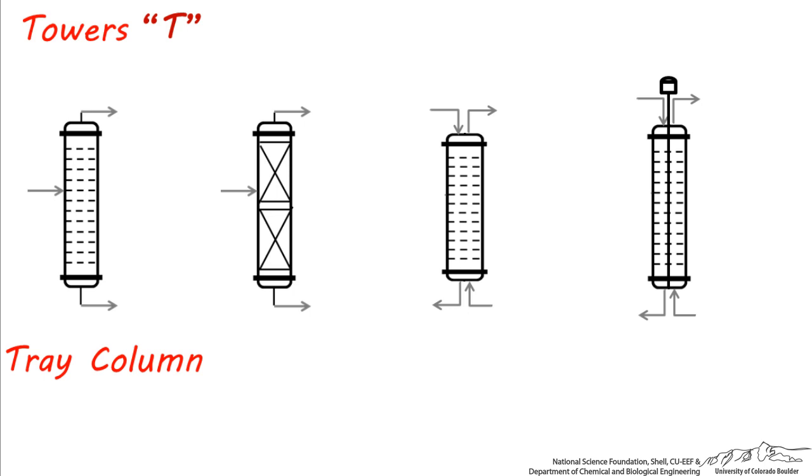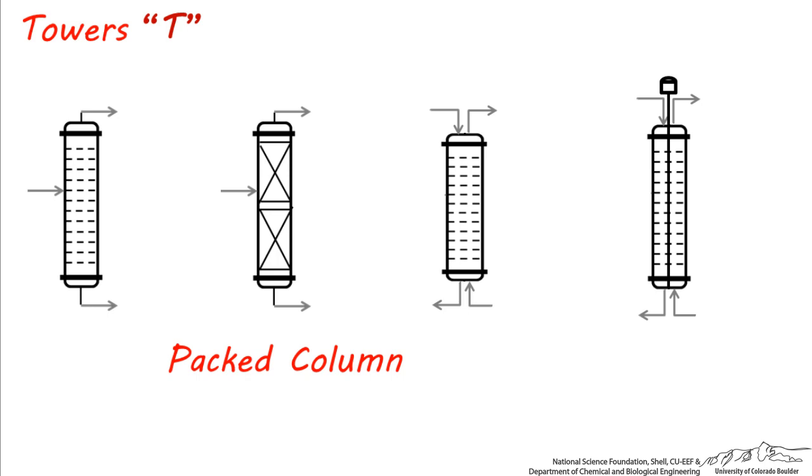The dashed lines represent trays, but you might see symbols with solid lines as well. This second symbol features large X's in two sections of the column, which means it has packing which was dropped in from the top and is most likely supported on mesh-like trays. Packed columns can be used for all the processes I've mentioned a minute ago.